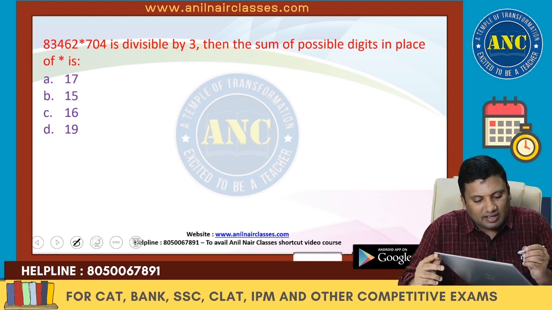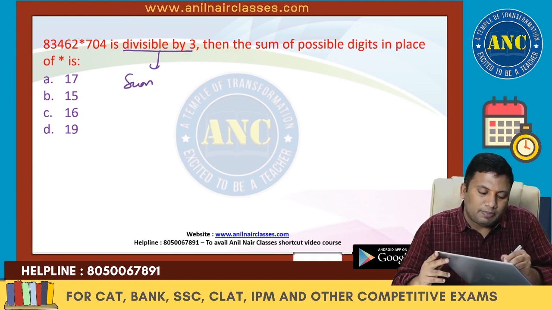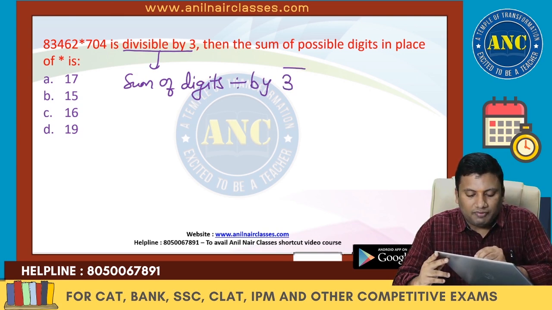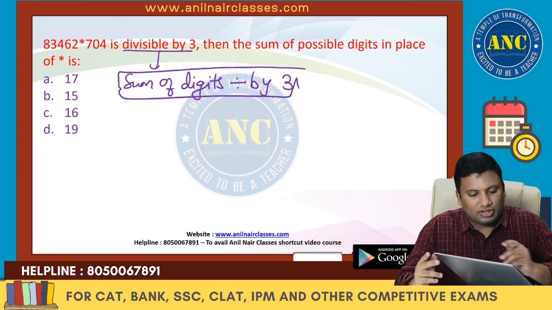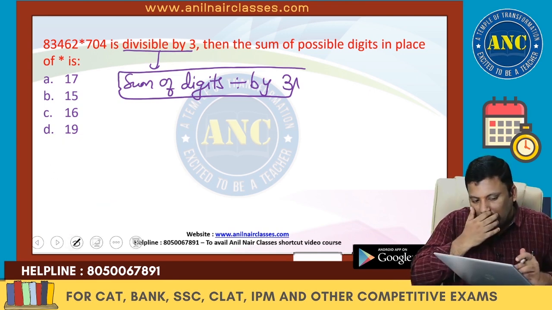83462*704. It is divisible by 3. What is the concept behind divisibility of 3? Sum of the digits should be divisible by 3.